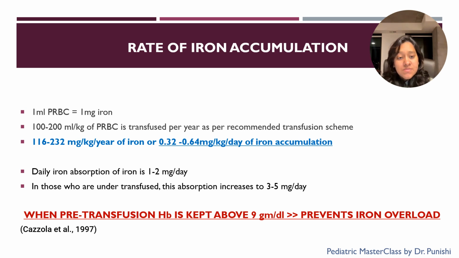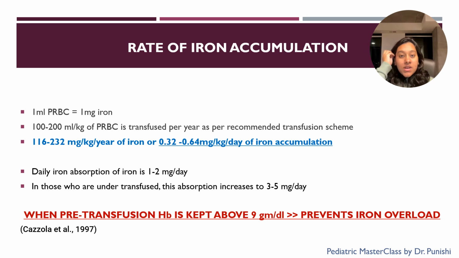The other mechanism that we saw was the excess GI absorption. Normally, in normal individuals, the daily iron absorption is about 1 to 2 milligrams per day, I'm sorry, not grams. But especially in those who are under-transfused or have low hemoglobin, the body tries to compensate by increasing the iron absorption to as much as 3 to 5 milligrams per day.